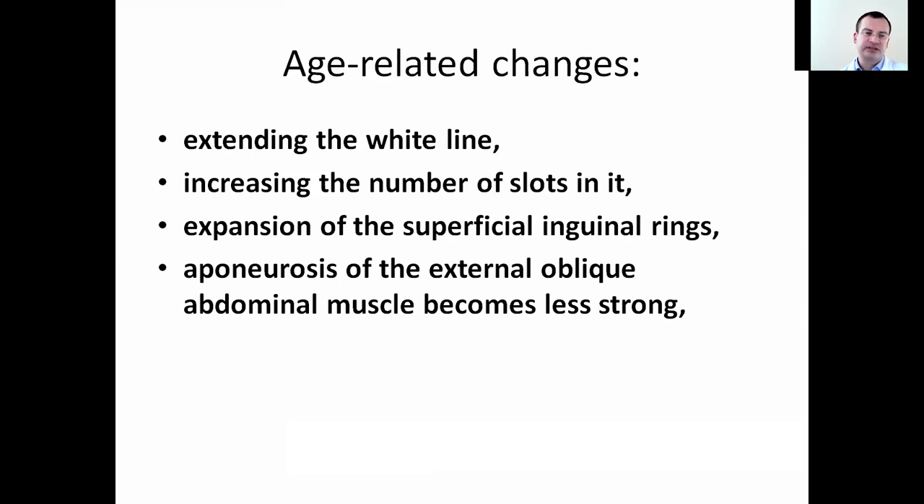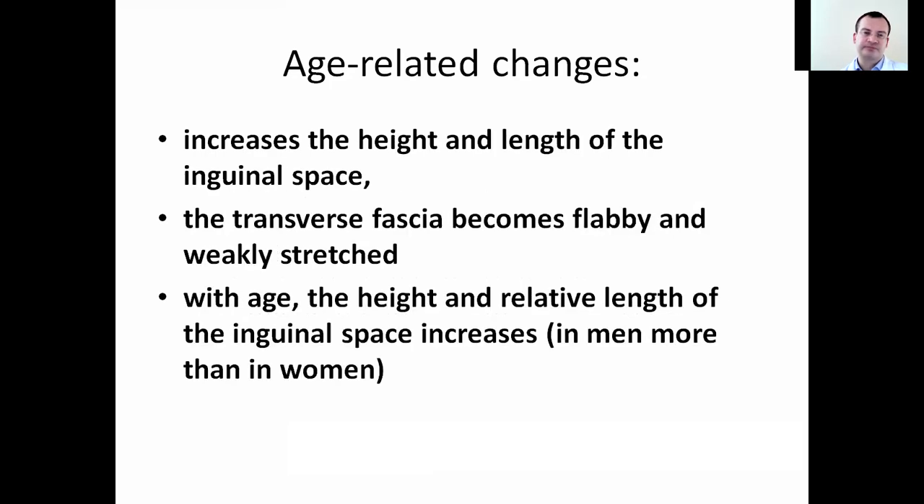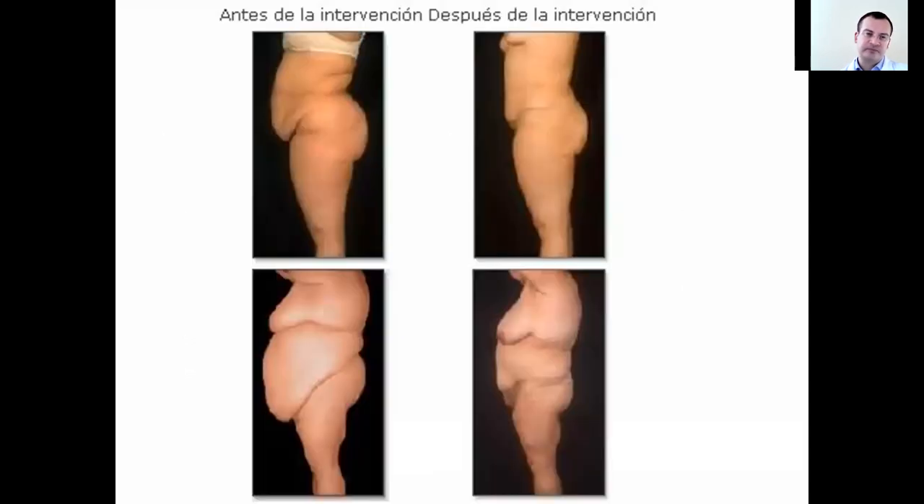Age-related changes: widening of the white line, increasing number of slots in it, expansion of the superficial inguinal ring, and the aponeurosis of the external oblique abdominal muscle becomes less strong. The height and length of the inguinal space increase. The transverse fascia becomes flabby and weakly stretched. With age, the height and relative length of the inguinal space increase in men more than in women.